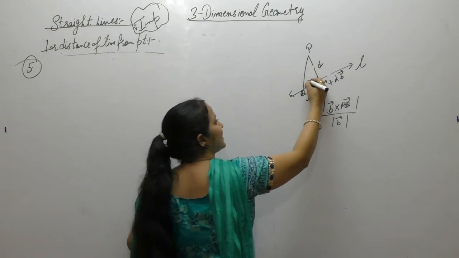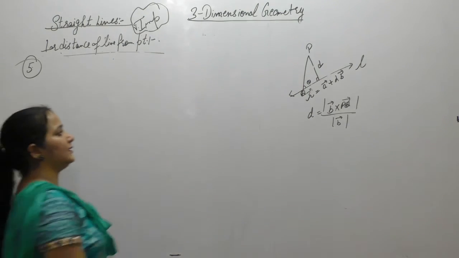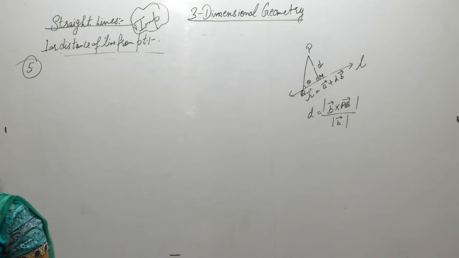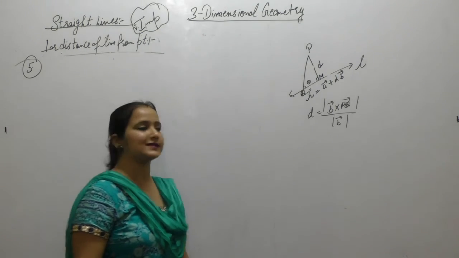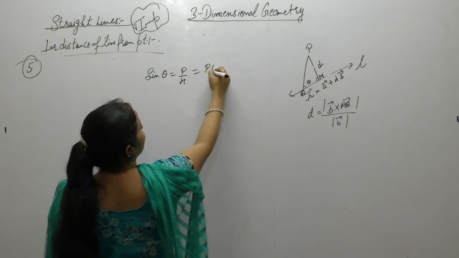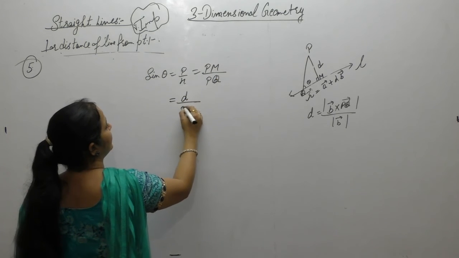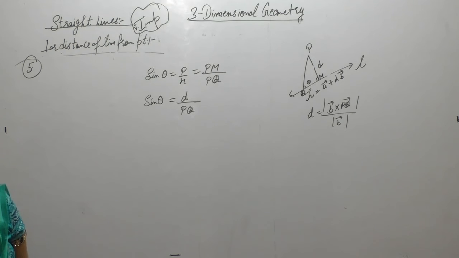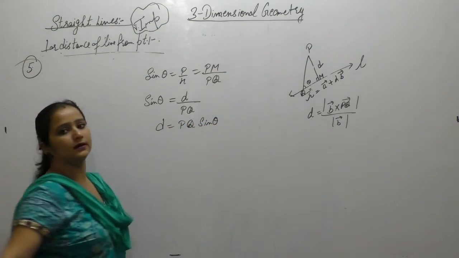Now let PM be the perpendicular on line L, this point as M, and Q be the point on it such that PQ makes angle theta with L. Then sin theta is perpendicular upon hypotenuse. Perpendicular is PM, hypotenuse is PQ. PM is d, now this is PQ. So we get the value of d as PQ sin theta.